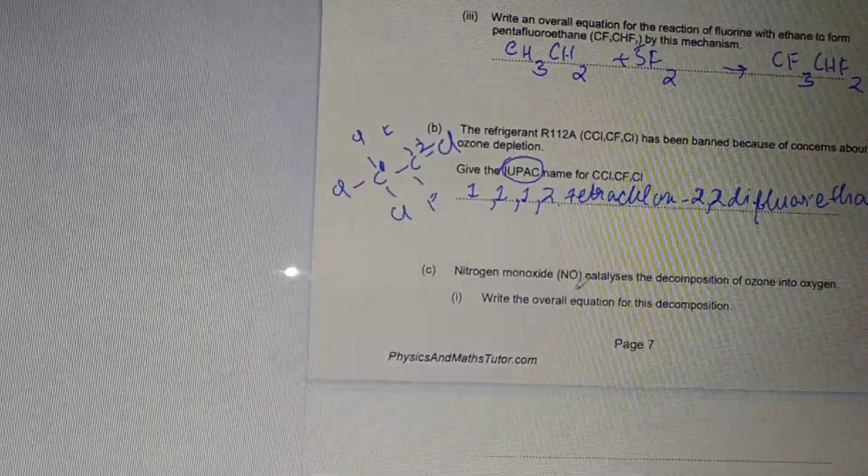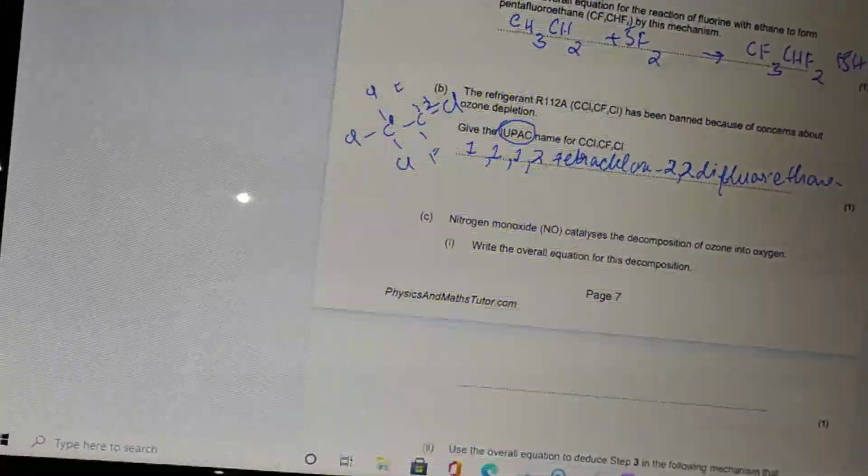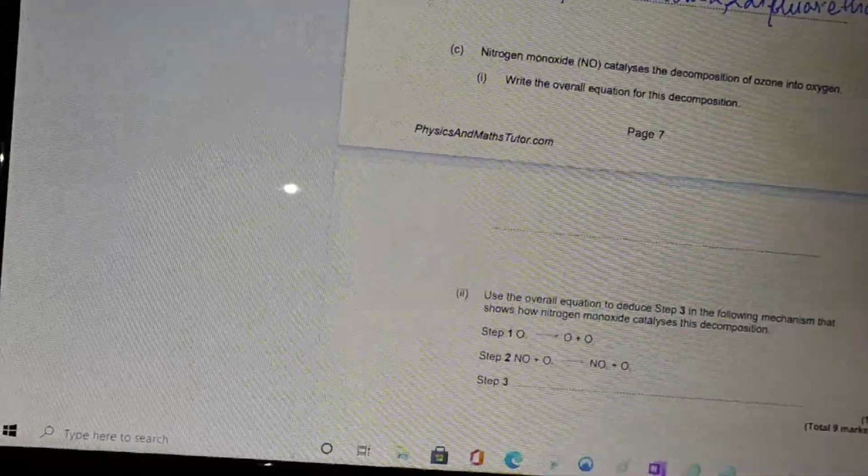Obviously, our chlorine, based on the nomenclature, should be named first. First numbering should occur from here, respectively. Now, nitrogen monoxide NO catalyzes the decomposition of ozone to oxygen. Write the overall equation for its decomposition.